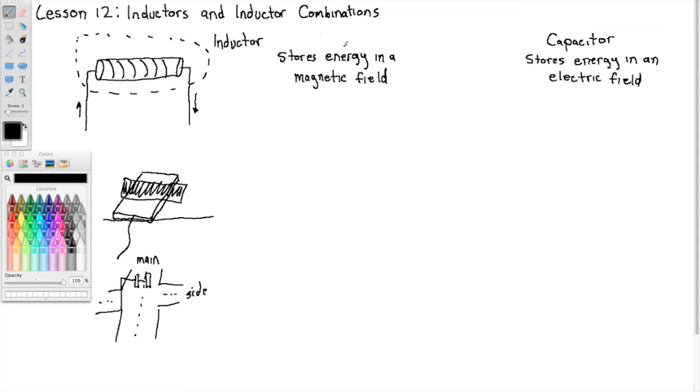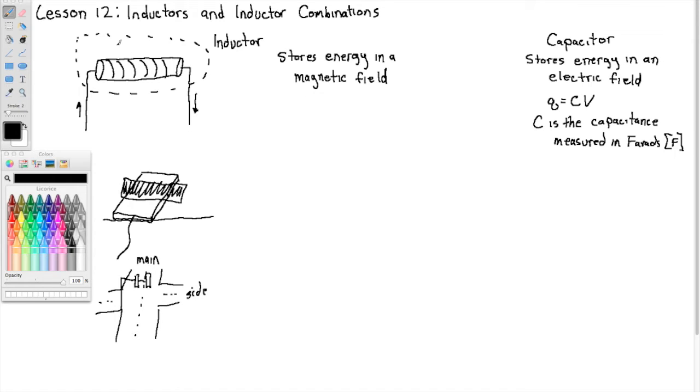Anyway, coming back to the inductor versus the capacitor, we saw that with the capacitor, Q was equal to C times V. And C was the constant of proportionality there, that's the capacitance, and it was measured in farads, F.